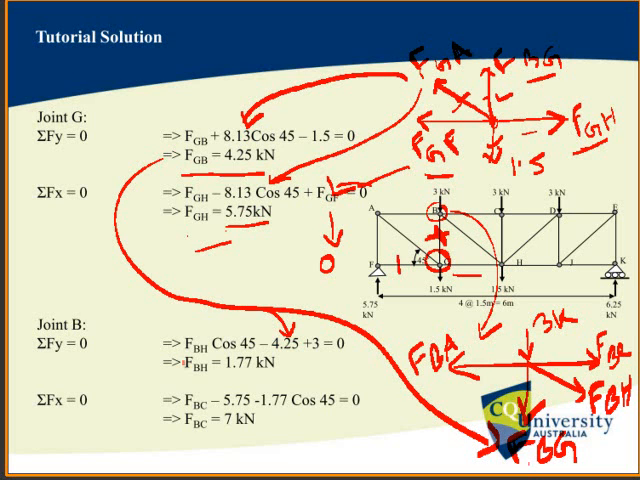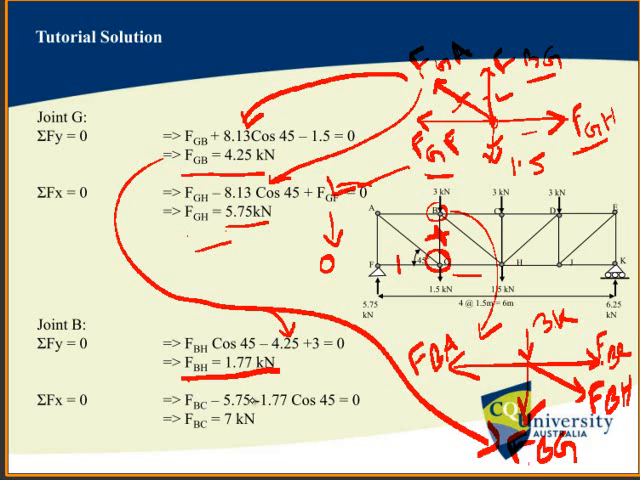FBH equal to 1.77 kilonewton. Okay. Next, our second equilibrium equation. Applying that, we will consider the forces of this figure: FBC, FBA, and FBH.